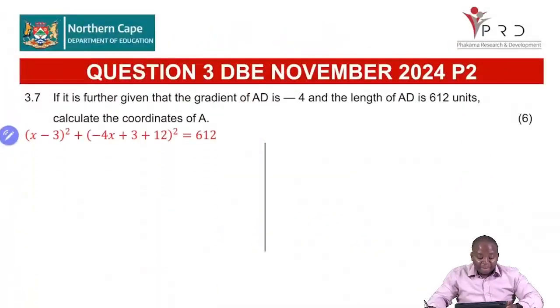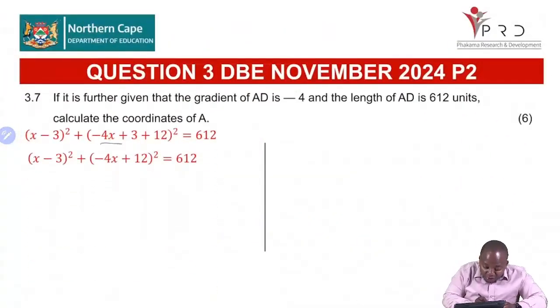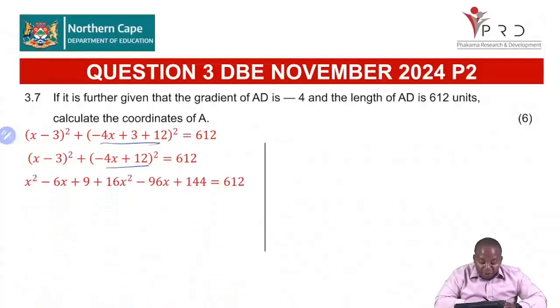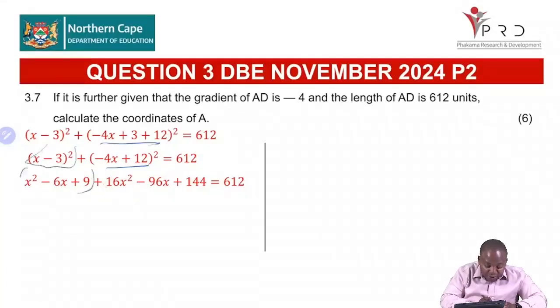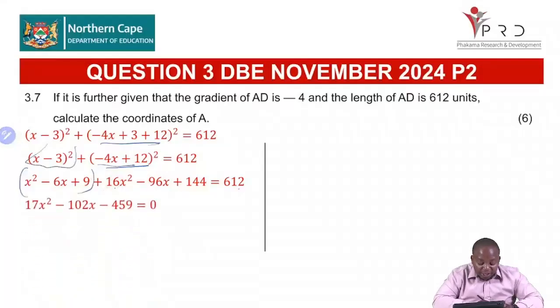When I solve, I'm going to simplify here, and I'm going to remain with negative 4x plus 12 all squared. Then I'm going to repeat this part where I'm going to remain with x squared minus 6x plus 9 plus, then I'm going to solve the second part. I'm going to have 16x squared minus 96x plus 144 equal to 612. Then here I'm going to collect my like terms. I solve this equation. I'm going to remain with 17x squared minus 102x minus 459 equals 0.